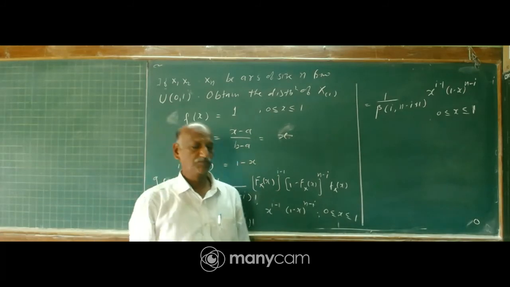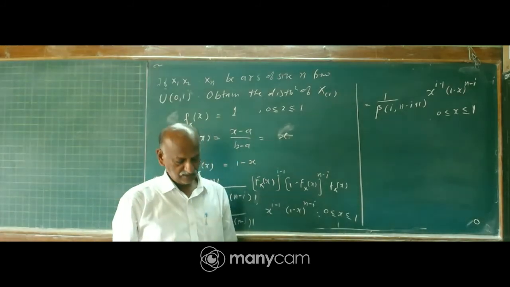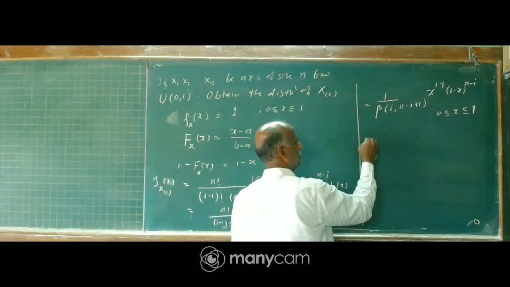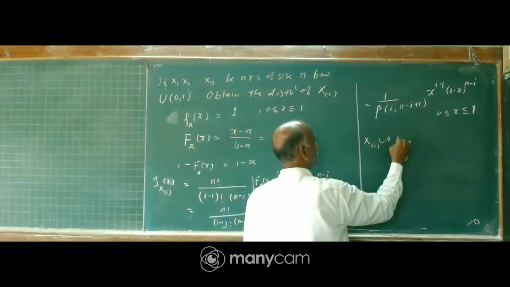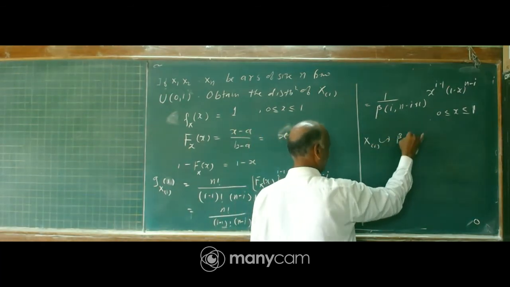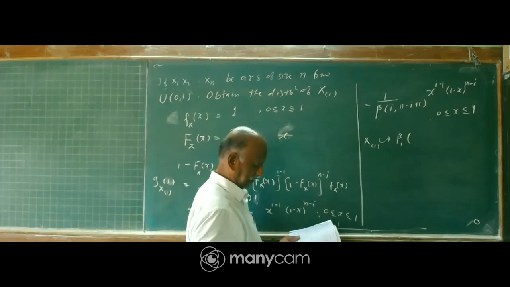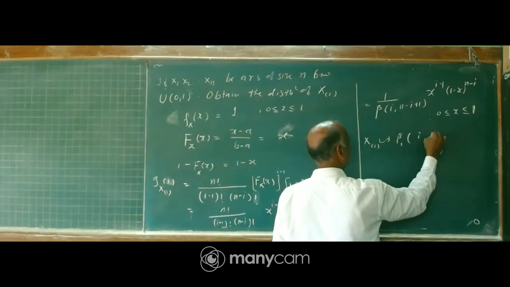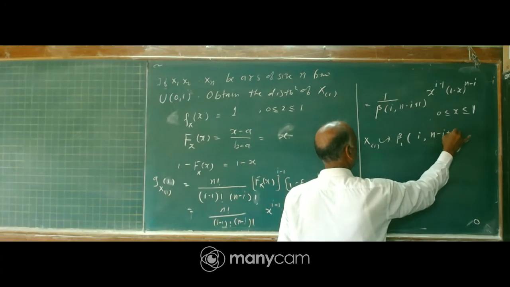Now this is the probability distribution of the beta distribution of the first kind. So the ith order statistic follows a beta distribution of the first kind with parameters i and n minus i plus 1.